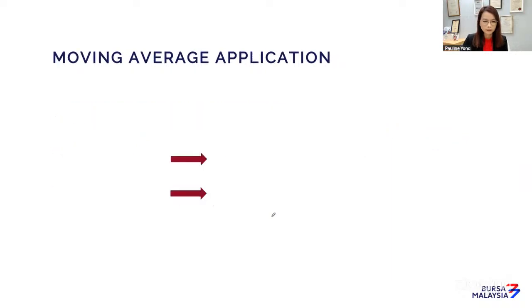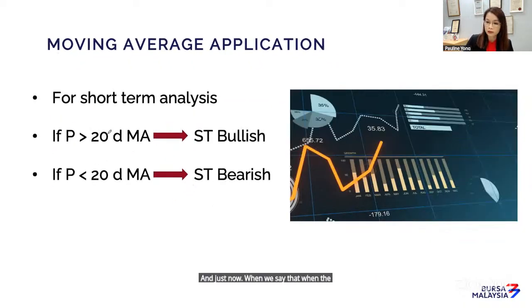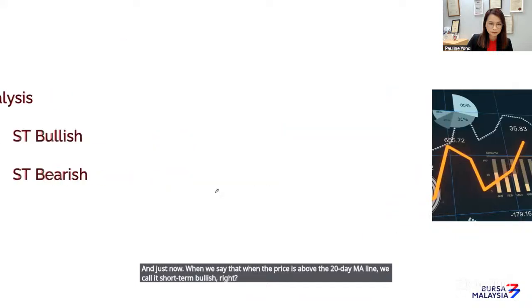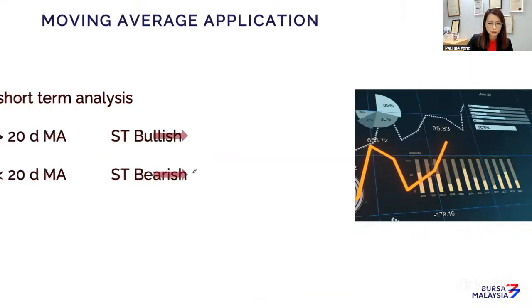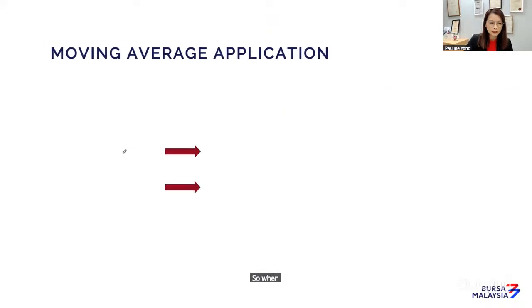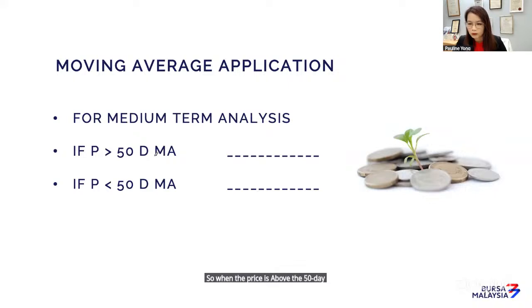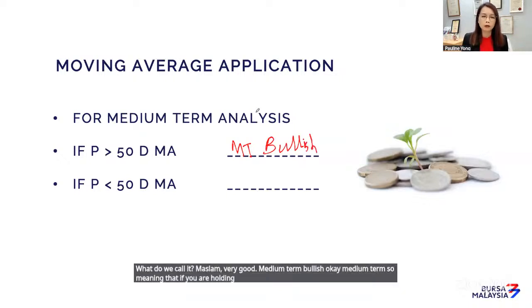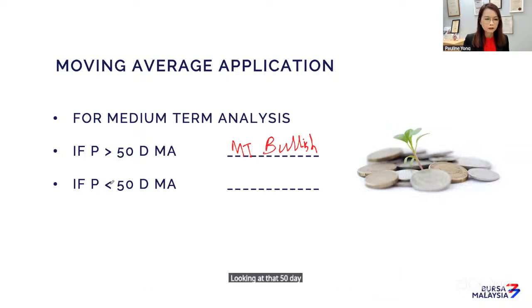Okay, just now, when we say that when the price is above the 20-day MA line, we call it short-term bullish, right? So when the price is above the 50-day MA line, what do we call it? Medium term bullish. So meaning that if you are holding a medium term time frame of about a few months, 3 months like that, then it is looking at that 50-day. And if the price is below the 50-day moving average, what do we call this?